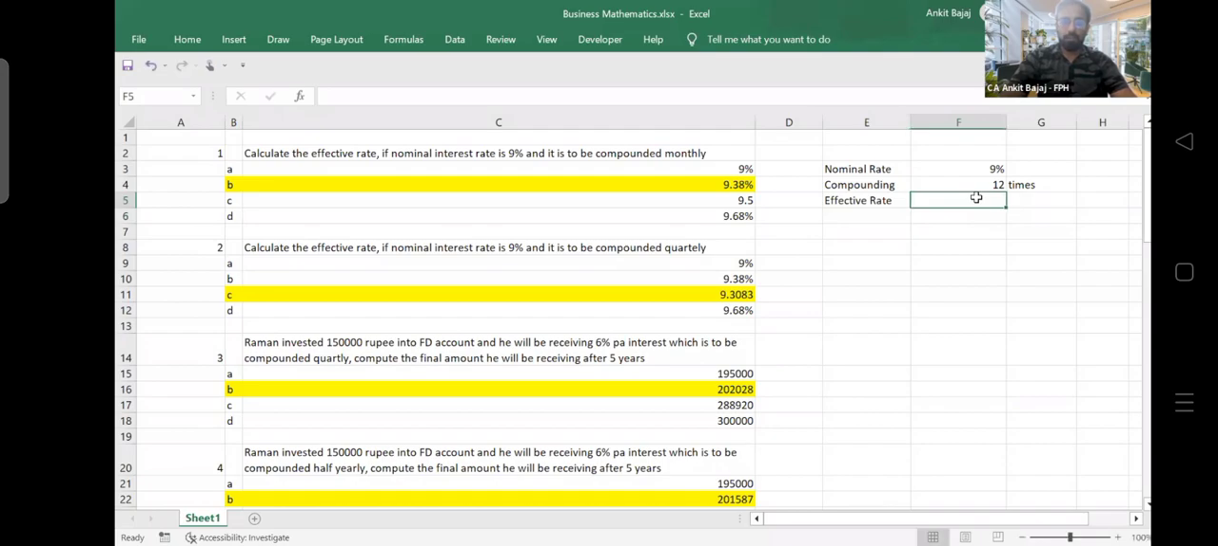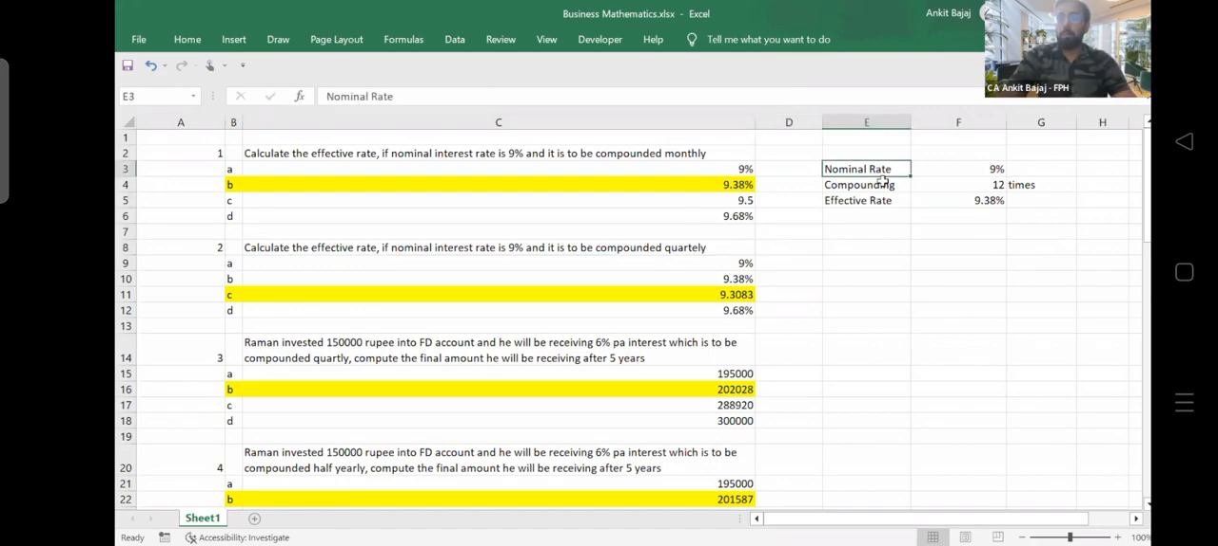So what is the formula? Formula is equal to effect, right? We have to select the nominal rate and we have to select 12 here. Once we press enter, we will get the answer, that is 9.38%. So what is the effective rate? Effective rate is 9.38%, right?